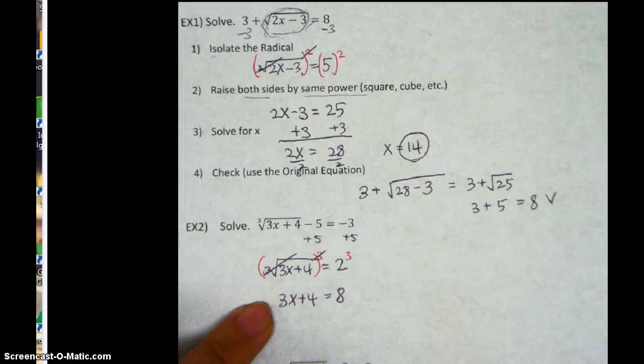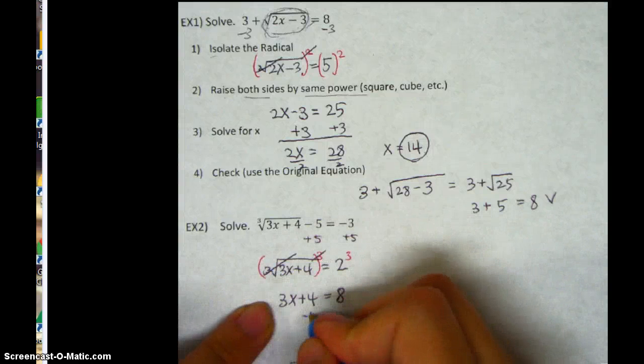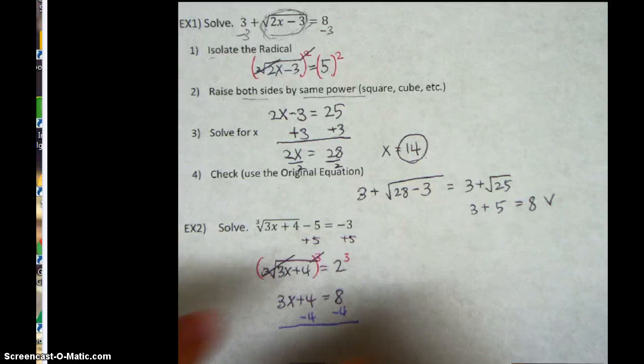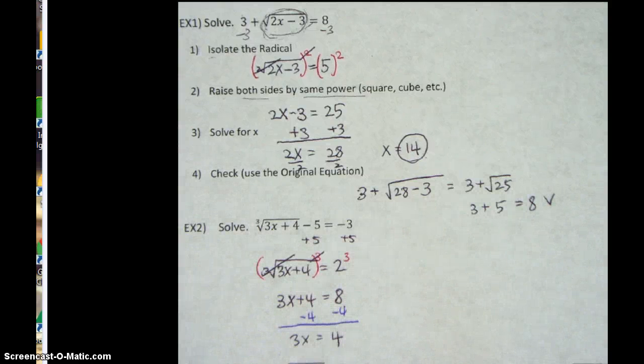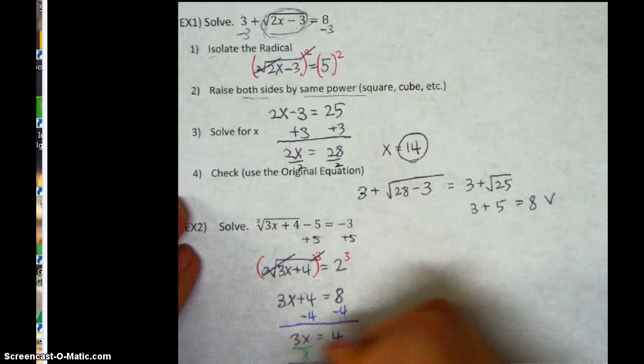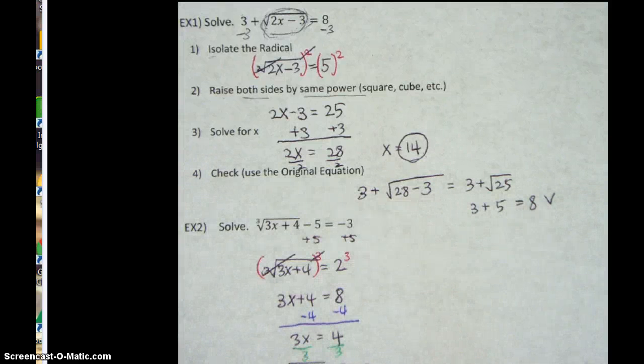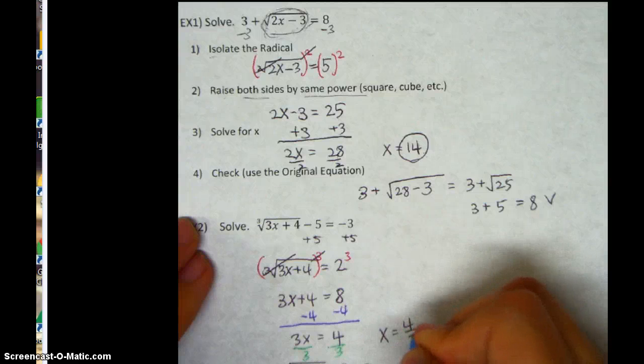Now I can just solve this by subtracting 4, and I'll get 3x is equal to 4. Now I can just divide both sides by 3. x is equal to 4 over 3.